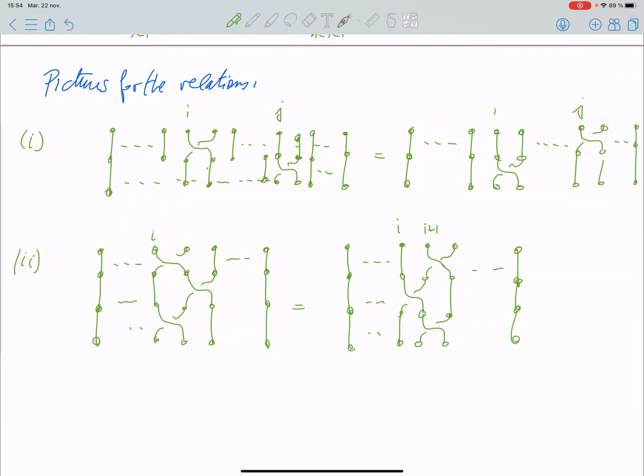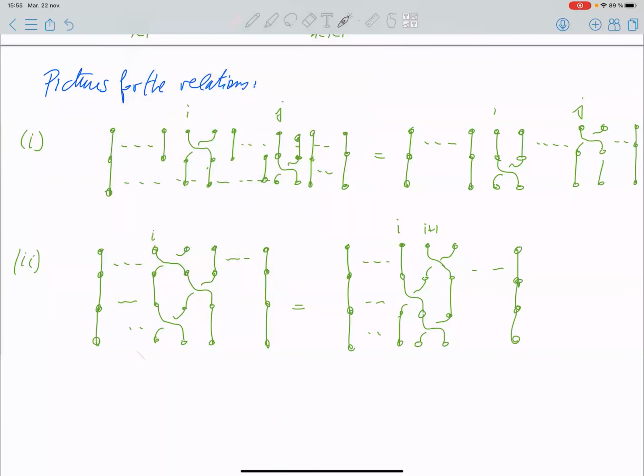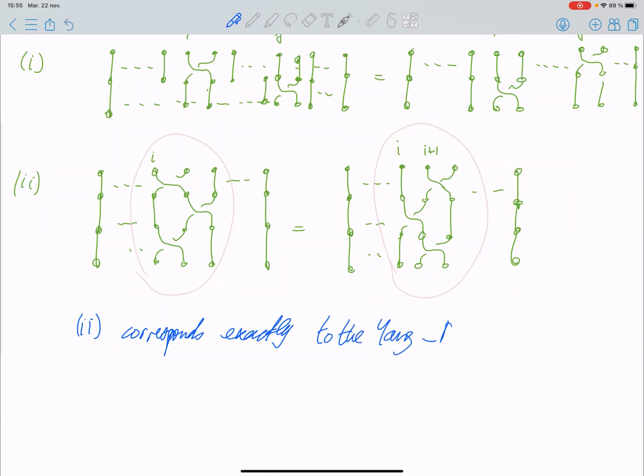Okay, and you see, this is the picture for the Yang-Baxter relation. So it corresponds exactly to the Yang-Baxter relation. Okay.